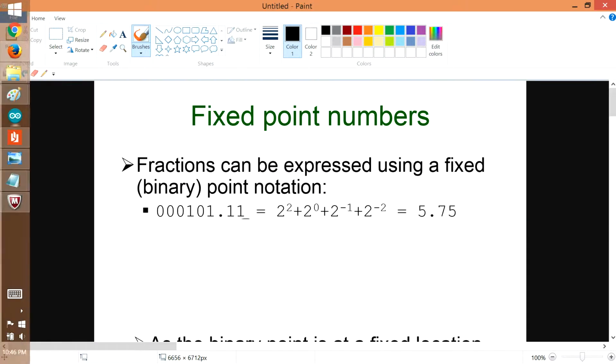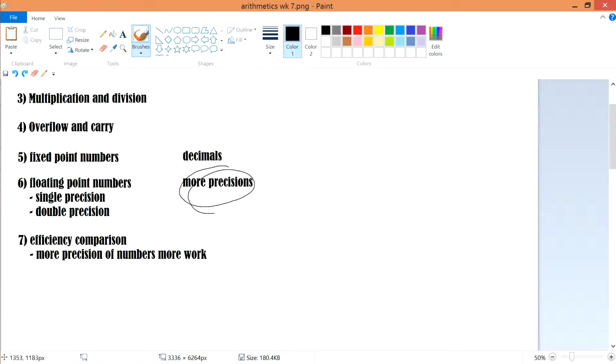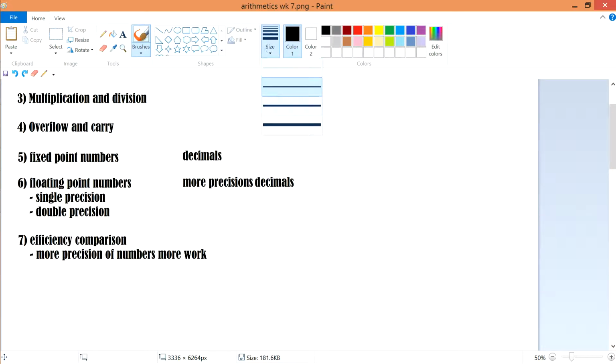So what can we do? We're going to introduce what we call floating point numbers, single precision and double precision, so you're going to have more precise decimals. I'll leave you with this. In the next video we'll talk about floating point numbers. In this video we talked about fixed point numbers. So next video, floating point numbers. Goodbye.